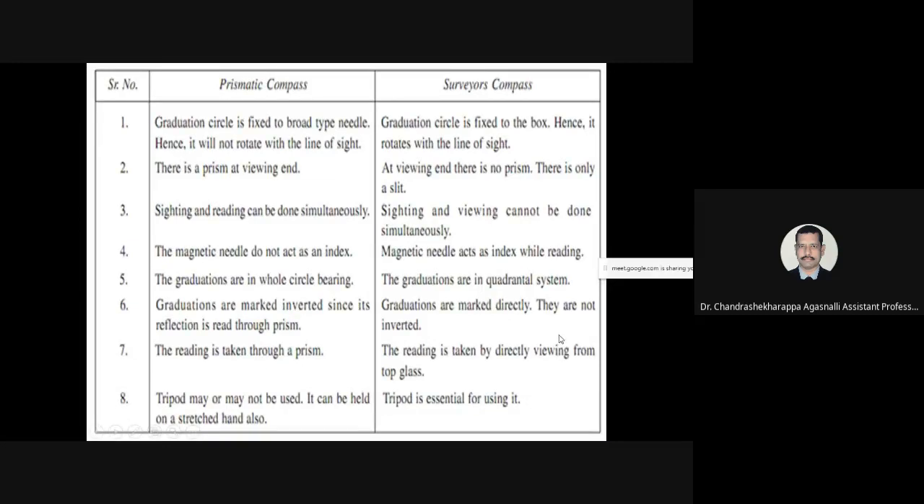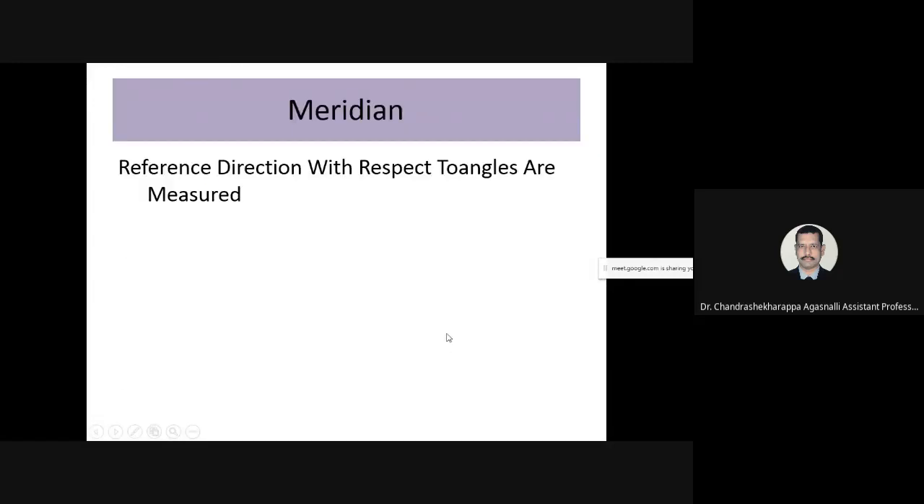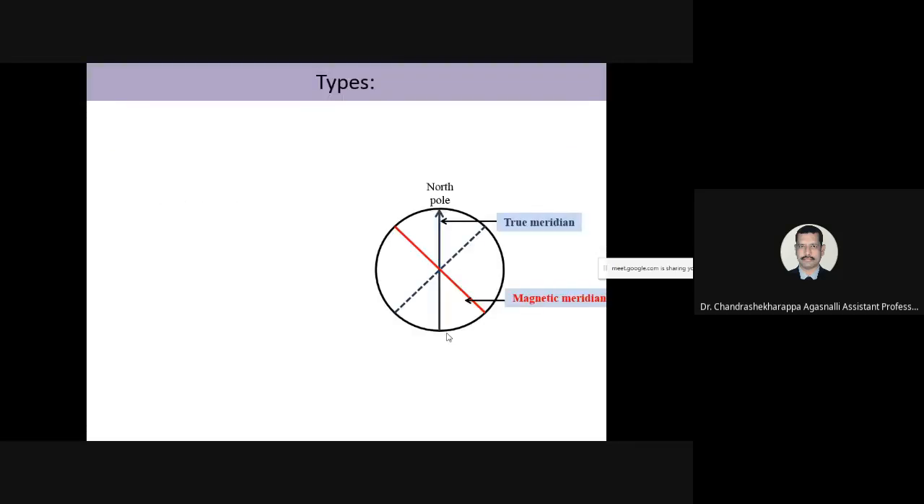There is no inversion here. A tripod may or may not be used for the prismatic compass; it can be held in the hand also. For the surveyor compass, a tripod is necessary. The reference direction with respect to which angles are measured is not this.